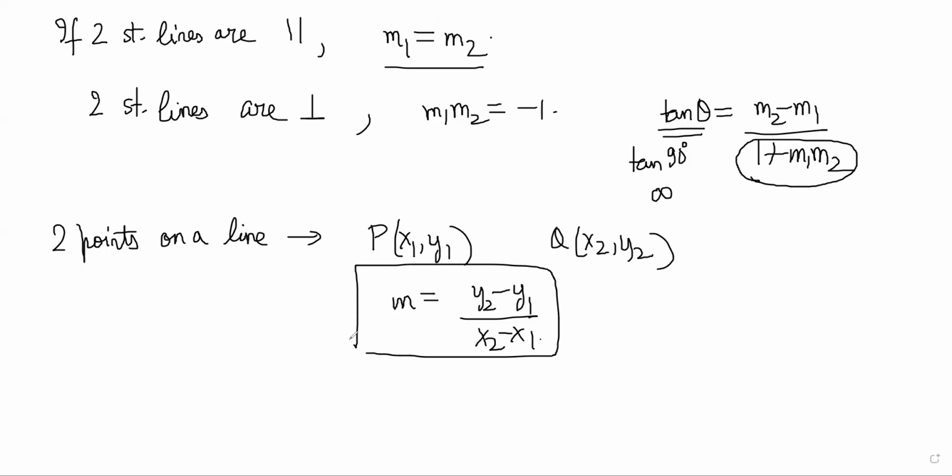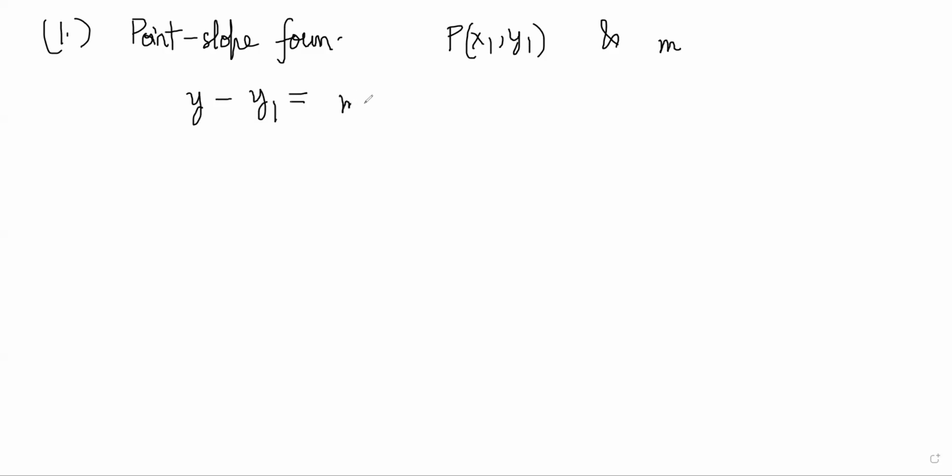Now let's look at other forms of the line equation. So one is the point slope form, where you know a point P x1, y1, and you know the slope m. The equation of the line will be y minus y1 is m times x minus x1. The other form is the two-point form.